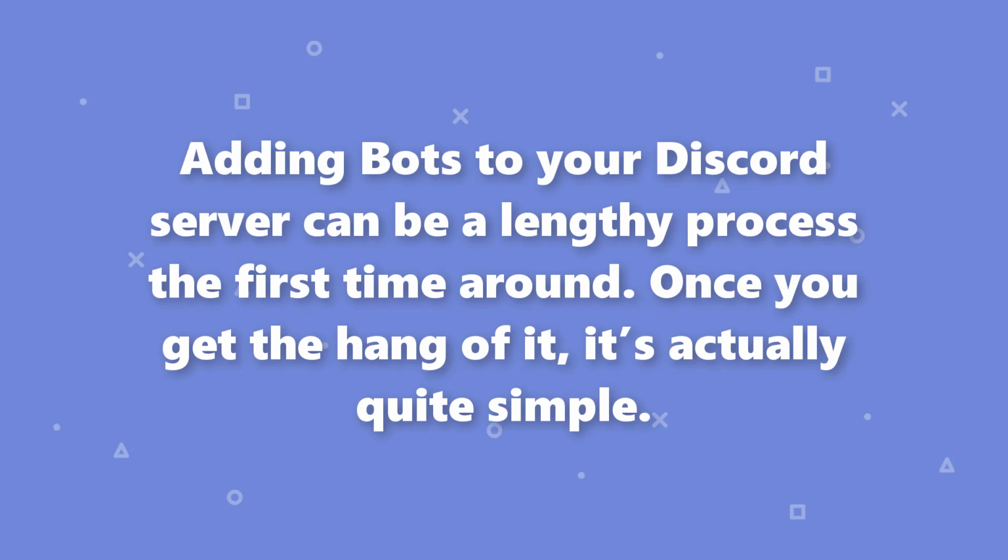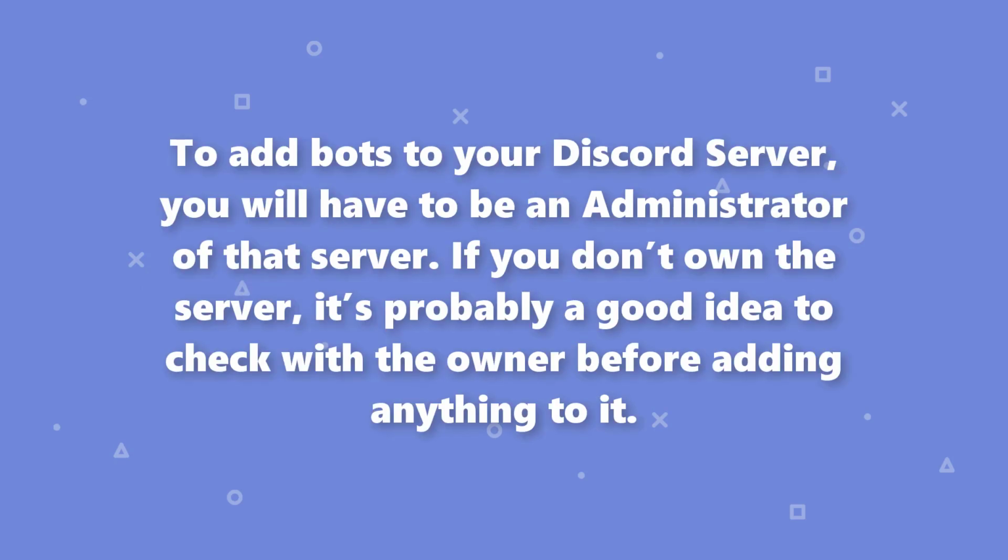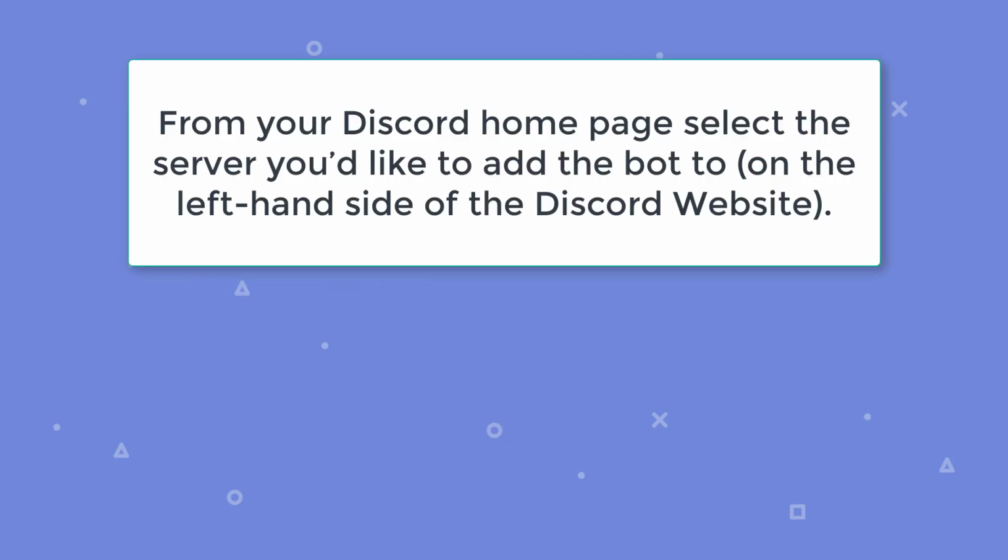Adding bots to your Discord server can be a lengthy process the first time around. Once you get the hang of it, it's actually quite simple. Step 1. Turn on Administrator Access. To add bots to your Discord server, you will have to be an administrator of that server. If you don't own the server, it's probably a good idea to check with the owner before adding anything to it.